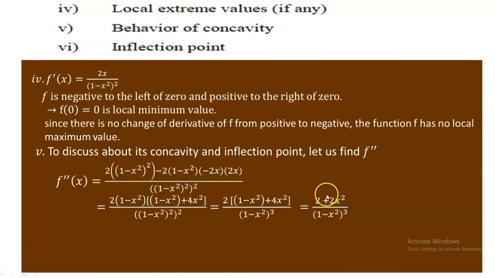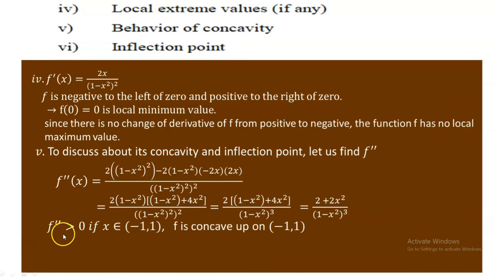So clearly, as you see, this is always positive, so analysis is done on the denominator, right? So, as you see, the second derivative comes positive if x is within the interval minus 1 to 1. Look, it's always positive, guys. So if you take different values within the interval minus 1 to 1, this turns out to be positive. So clearly, the graph is concave up, okay, concave up for this particular interval minus 1 to 1.